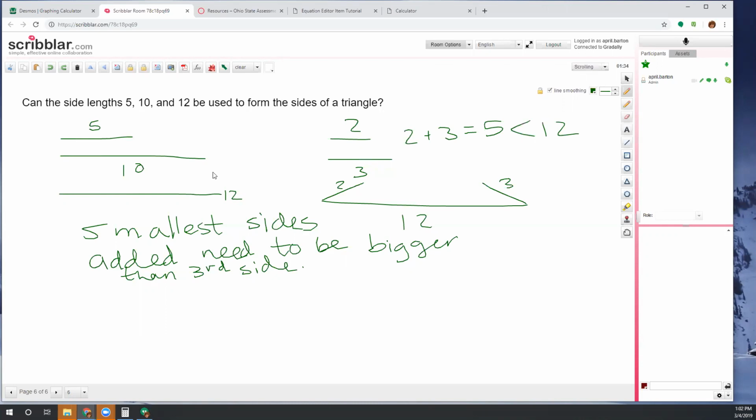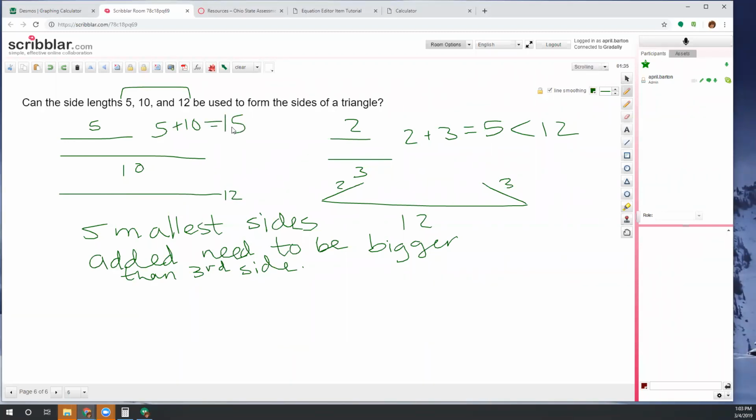Okay. So let's try this one. We want to add the 2 smallest sides together. So what are the 2 smallest sides from the 3 possible sides they gave us? The 2 smallest sides are 5 and 10. So we add those together. Are we actually adding? 15? Yep.